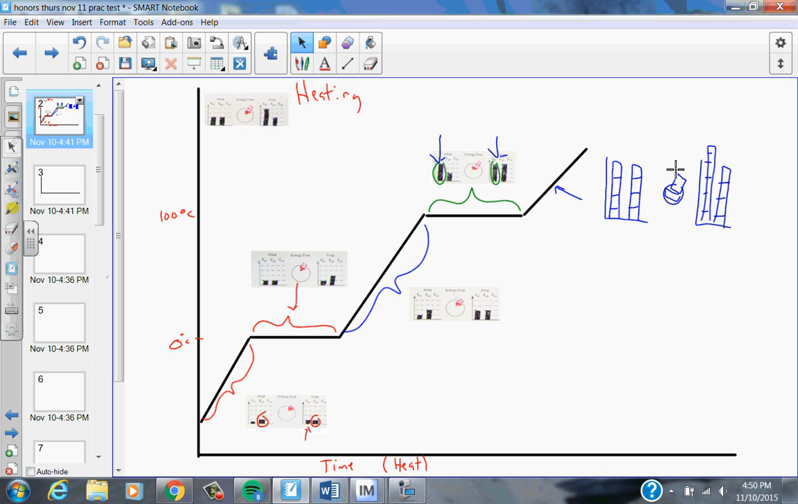So what is the energy doing? In this case, the energy that's being put in doesn't change any phase. It's already at a gas. All it's doing is going to change its thermal energy, or another way of saying that is increase its temperature.